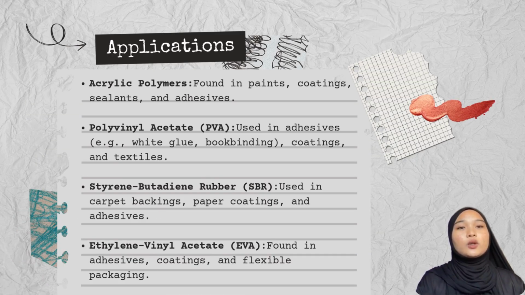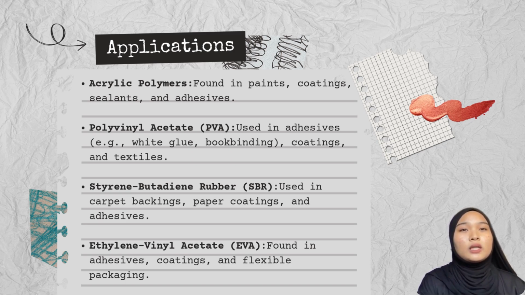Water-based polymers are eco-friendly materials produced via emulsion polymerization with water as the medium. Examples include acrylic polymers for paints and sealants, polyvinyl acetate (PVA) in adhesives, and styrene butadiene rubber (SBR) for carpet backings. EVA is used in flexible packaging, while polyurethane dispersion and VAE copolymers are common in coatings.